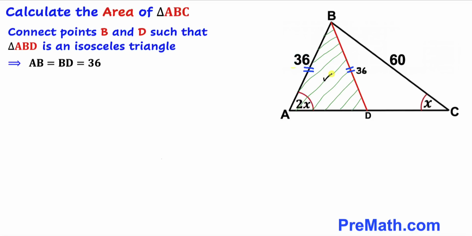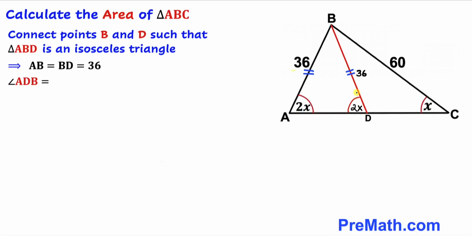And since this is an isosceles triangle, this angle and this angle have got to be congruent as well. So that means this angle is going to be 2x. Therefore, this angle ADB turns out to be 2x.